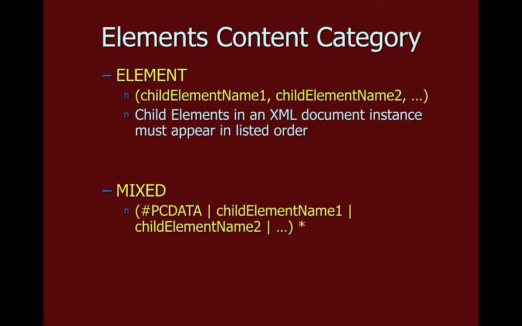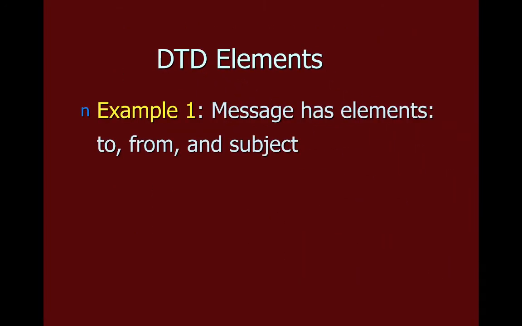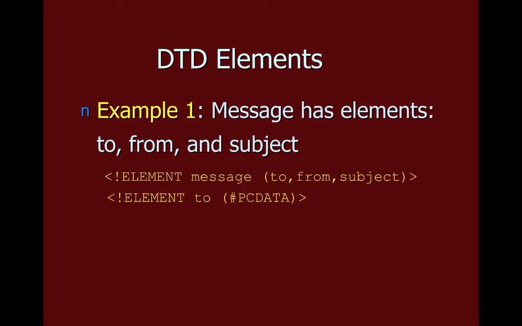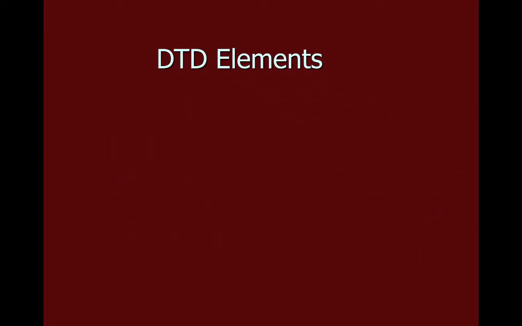In the element, you can have a sequence of elements. The comma separates the sequence, and the sequence is significant, right? So if child element name 1 comes before child element name 2, that means that sequence has to be respected. And then if it's mixed, that means it can be an element or it could be just PCDATA, it could be a string. So in that example, the message has 3 elements, to, from, and subject, and each of them is a string, right? So what's contained within the to element is a string, what's contained within the from element is a string, what's contained within the subject element is a string.